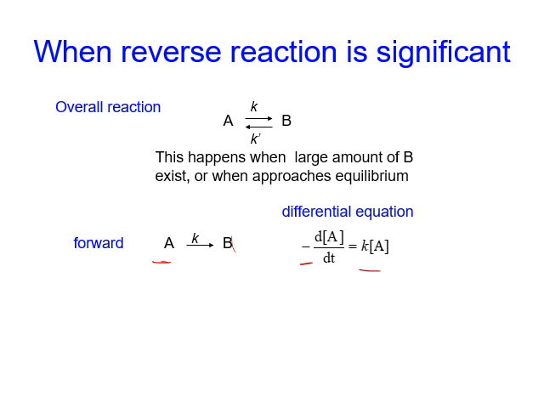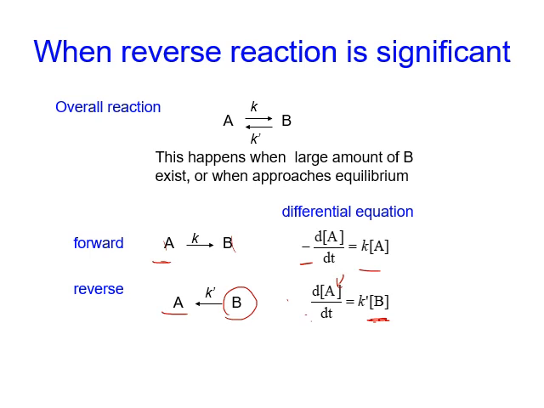Now, what about the reverse reaction? In the reverse reaction, the reaction also involves only one reactant, so it's also a unimolecular reaction, and the rate law is first order. But in this case, it should be times the concentration of B, because B is the reactant for the reverse reaction. Now, the reverse reaction forms A, so in the differential equation for A, it should be positive. No negative sign is added to this equation.